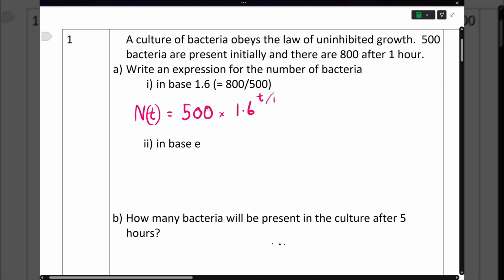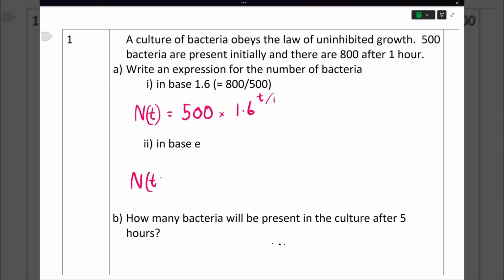In base e, so the number at time t is still equal to the initial number, but now times e to the power of a constant times t. So we can see e to the power of a constant times t has to be equal to 1.6 to the power of t. Let's write that over here. e to the kt is equal to 1.6 to the power of t.